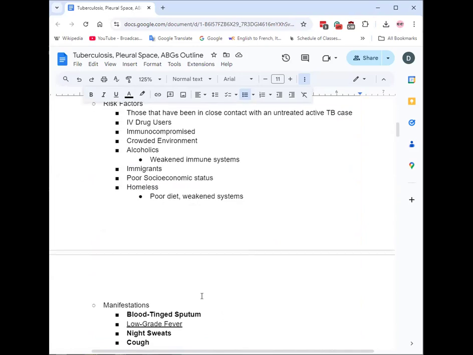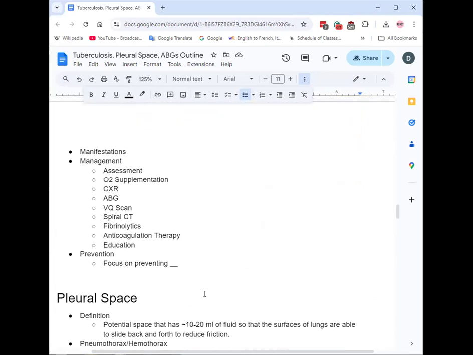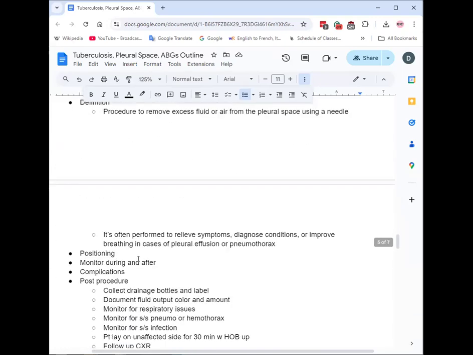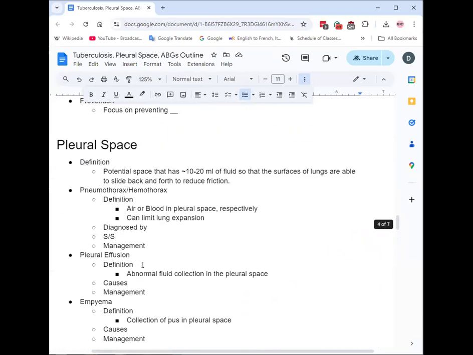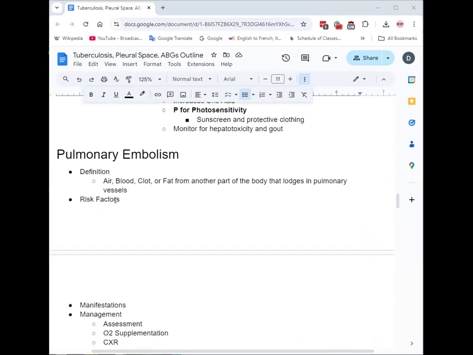All right, perfect. So now here, I think definitely one of the most important topics is going to be a lot of the stuff dealing with general pleural space and pulmonary embolism. I think this is going to be one of the most important topics for the test. So pulmonary embolism is when there's air, blood clot, or fat that launches and essentially gets stuck in a large pulmonary vessel.